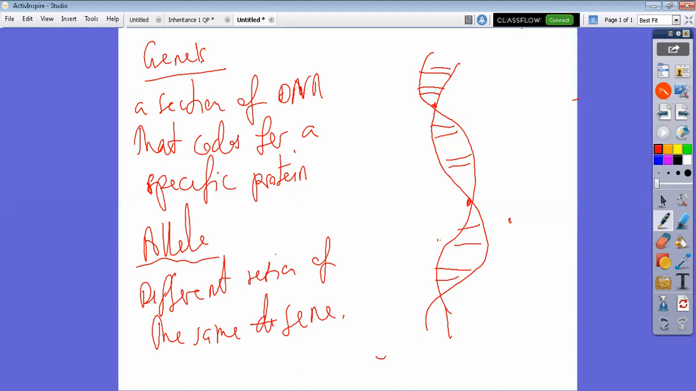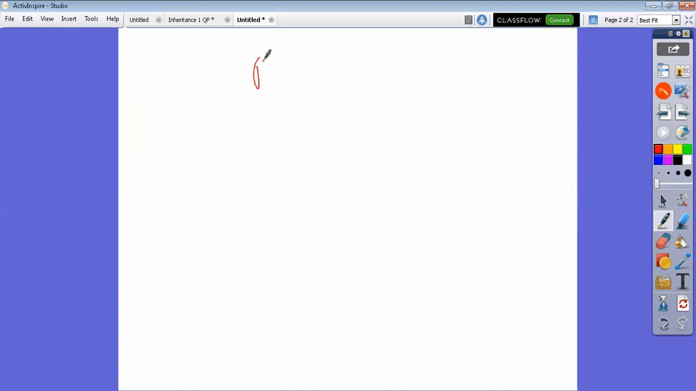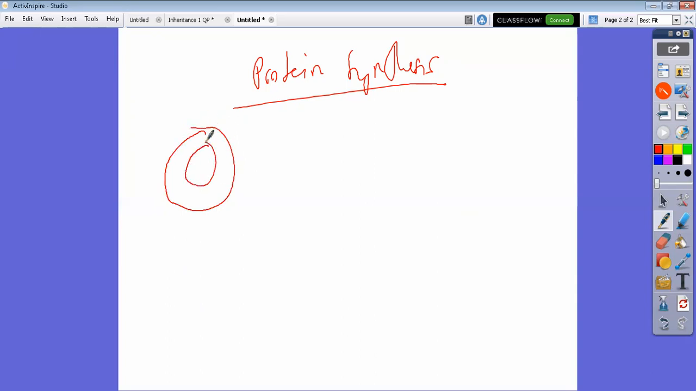Now let's look quickly at protein synthesis, how proteins are made. Remember we said in the nucleus there are chromosomes. If I draw a human cell here, in the nucleus we've got chromosomes.